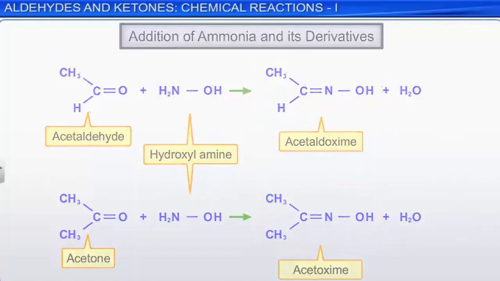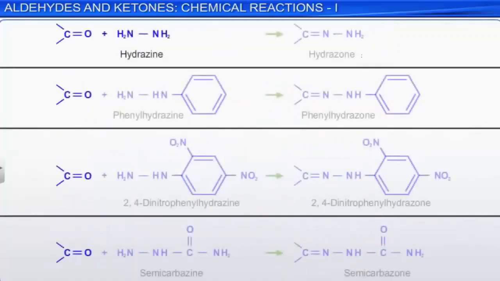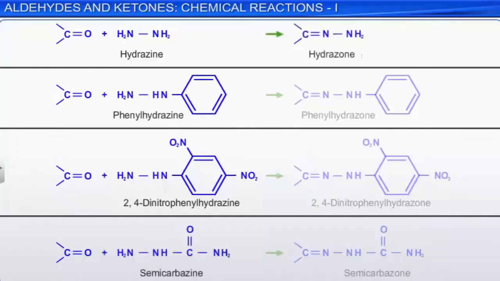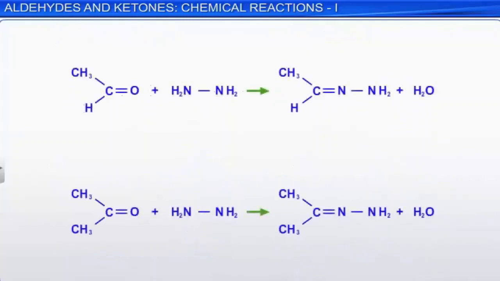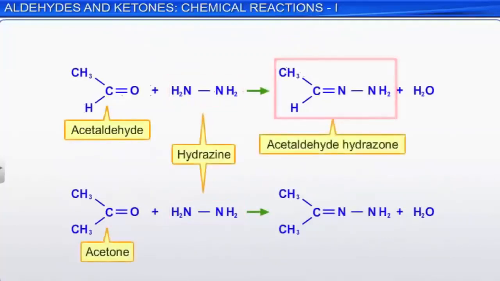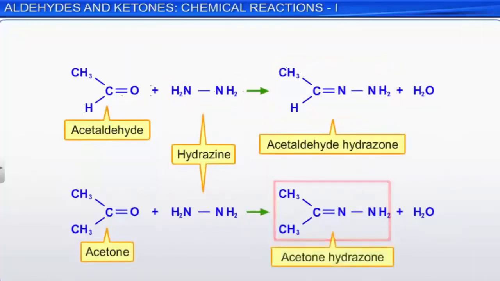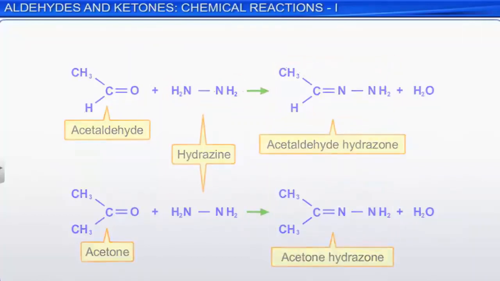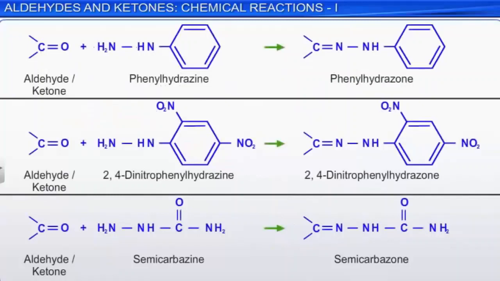Aldehydes and ketones react with hydrazine, NH2NH2, and its derivatives such as phenylhydrazine, 2,4-dinitrophenylhydrazine, and semicarbazide to form the corresponding hydrazones. For example, acetaldehyde and acetone react with hydrazine to form acetaldehyde hydrazone and acetone hydrazone respectively. Similarly, they react with hydrazine derivatives and form the corresponding hydrazones as shown in the equations here.